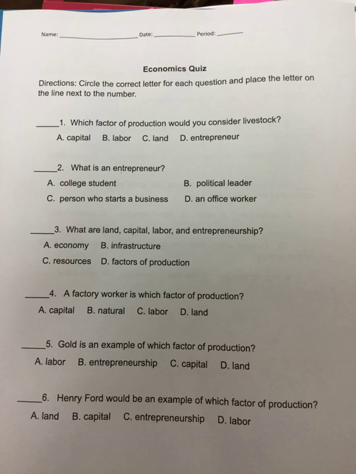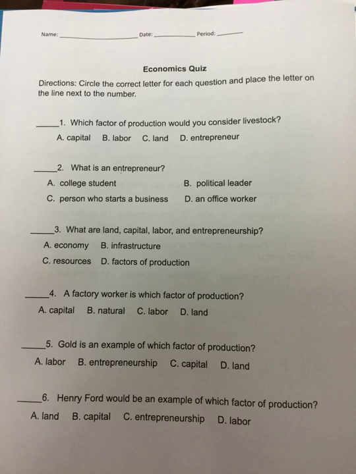Question number one. Which factor of production would you consider livestock? Is it A, capital, B, labor, C, land, or D, entrepreneur? Question number two. What is an entrepreneur? Is it A, college student, B, political leader, C, person who starts a business, or D, an office worker?